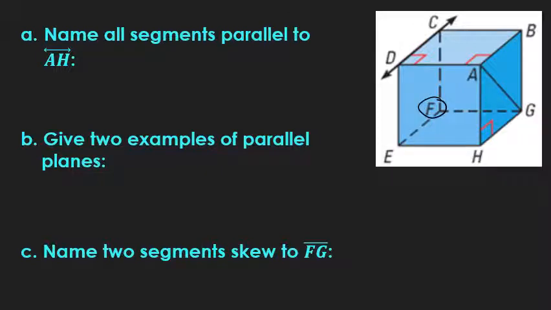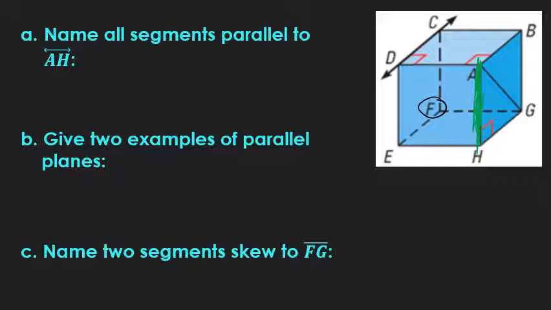So there's a little F back there. It's really hard to see on your picture. But what we want to do is name all the segments that are parallel to segment AH. So if I look at my picture, segment AH is on this front right hand side. And I think there are 4 segments that are parallel to AH.